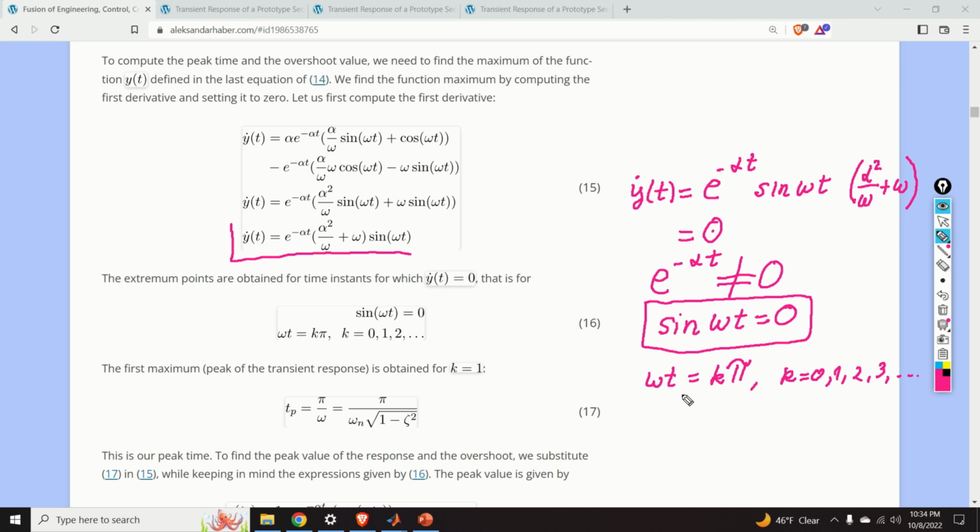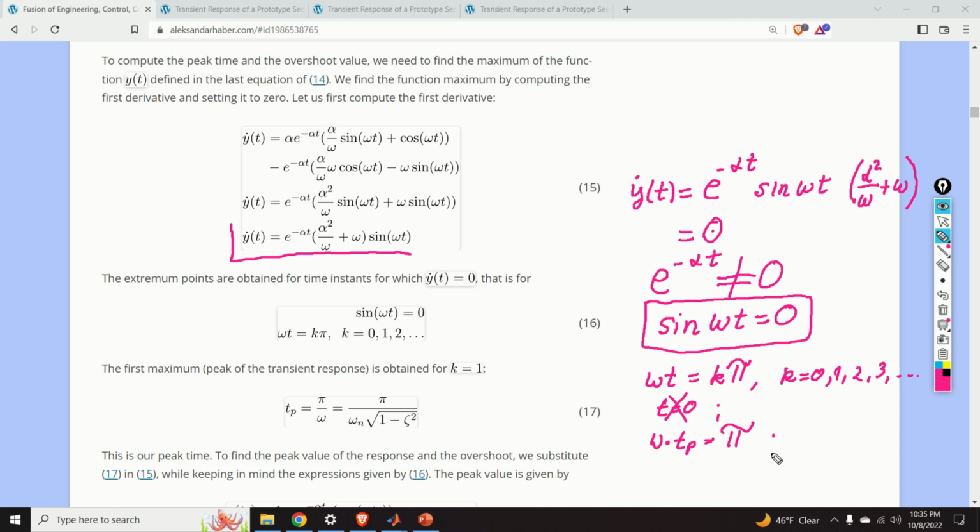So our first candidate is obtained for k is equal to 0. If k is equal to 0, t is equal to 0, and this is the beginning of our transient response. Consequently, this cannot be the maximum. The second candidate is obtained for k is equal to 1. For k is equal to 1, we obtain omega times Tp is equal to pi.